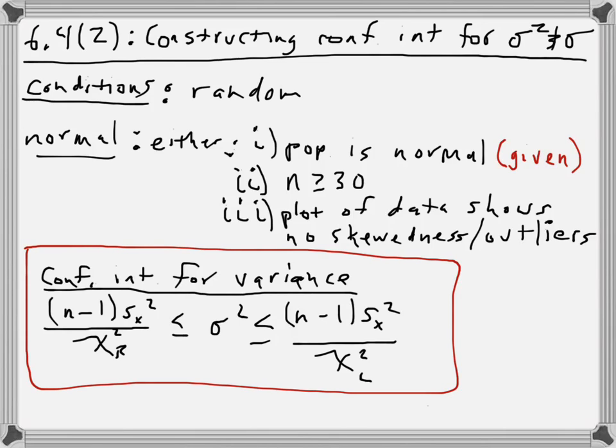Okay, we're going to have two confidence intervals here. One is for the population variance, sigma squared, and the next one is going to be for the standard deviation. But you just use one, take the square root to get the other. Okay, so the confidence interval for the variance.